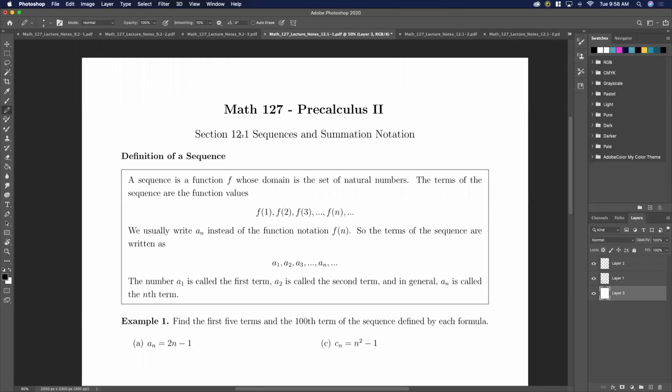So we're going to be working in now our last section, or last chapter, which would be chapter 12, which is sequences and series. And we're going to start with 12.1, which is sequences and summation notation. So a sequence is a function whose domain is a set of natural numbers in terms of the sequence.